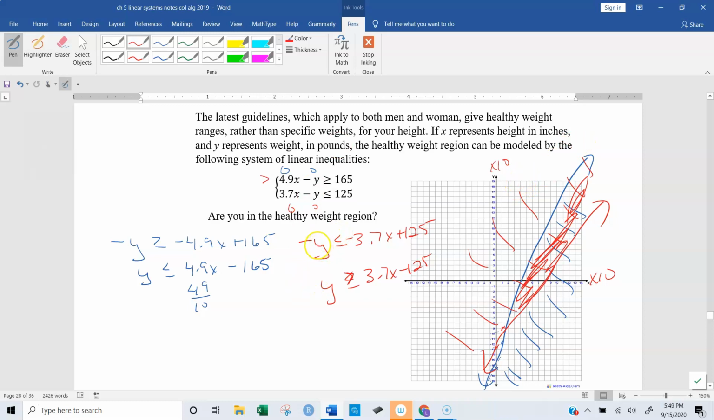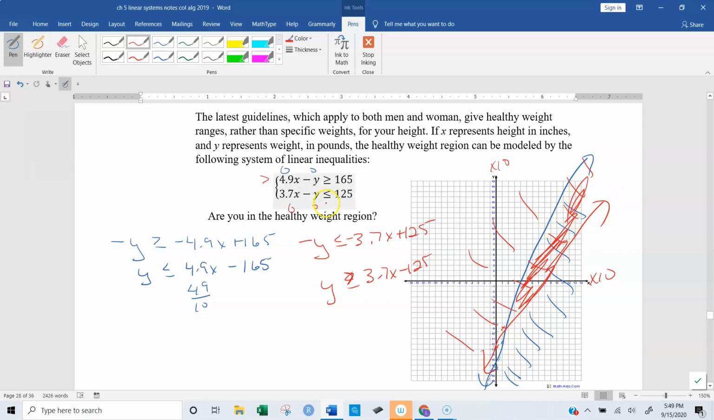Now you're going to do the same thing here. You're going to subtract the 3.7x. You're going to divide by a negative, flip your inequality. Okay, now you're going to go down to negative 125. You're going to go up 3.7 over 10. Draw in your axis. This is terrible.